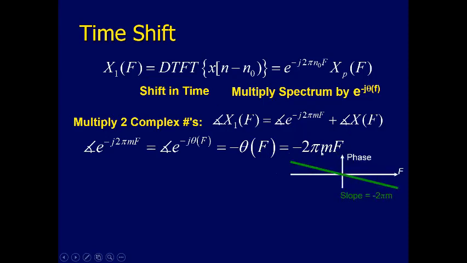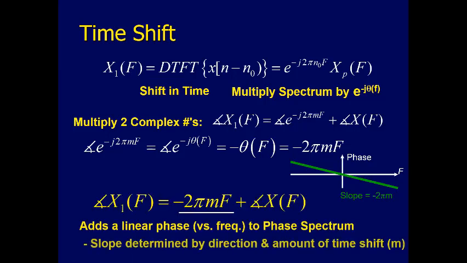So if we were to plot this function versus f, it's a straight line whose slope is minus 2 pi times m. That m in this case is the same as n0 in our delay. And so the bigger my delay, the steeper my slope. And if I have a time delay, I have a negative slope. If I have a time advance, an n plus n0 or n plus m, that would be a positive slope versus frequency for the function.